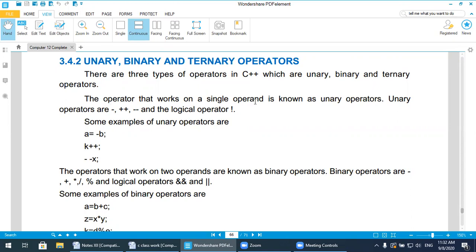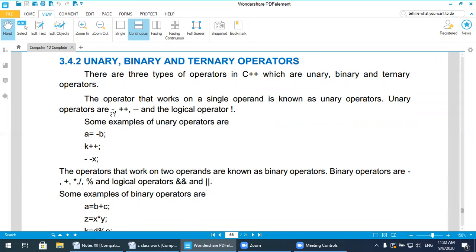Operand means with the operator there can be one variable, two variables, or three variables. So it means, like minus x, minus is the operator and x is the operand. X plus y, plus is the operator and x and y are operands. The operator that works on a single operand, those operators which work on a single variable are known as unary operators.